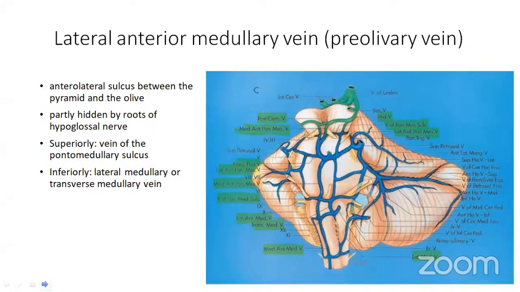Below the lateral anterior pontomesencephalic vein, we can observe that there is the lateral anterior medullary vein. It is present in the anterior lateral sulcus between the pyramids and the olive. It is partly hidden by the roots of the hypoglossal nerve. Superiorly, it is joined by the vein of the pontomedullary sulcus and inferiorly by the lateral medullary vein or the transverse medullary vein.